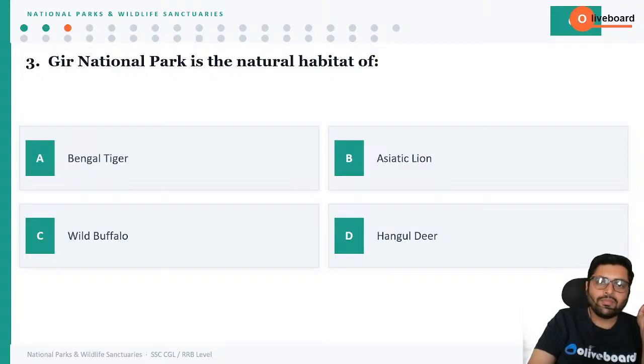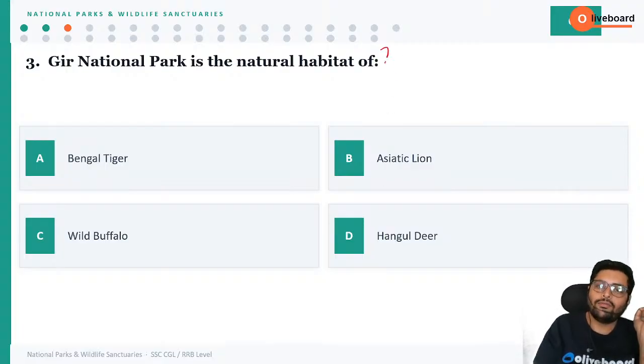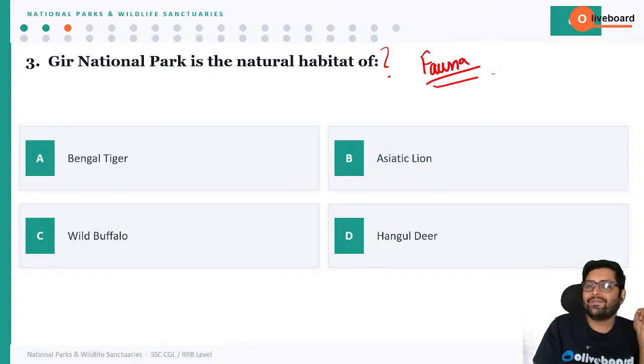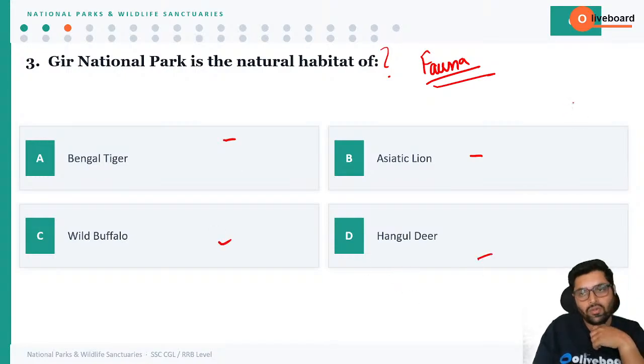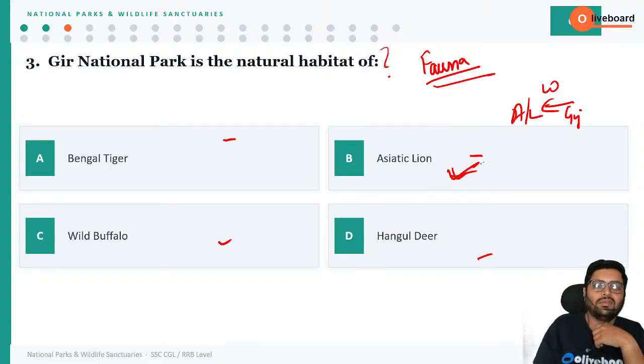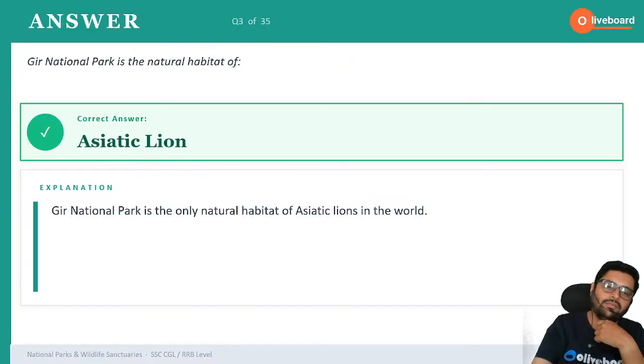Next, Gir National Park is the natural habitat of, see, fauna question. So Gir National Park is the habitat of what? Asiatic lion, Bengal tiger, wild buffalo, or Hangul deer. What do you think? I told you, in the western part of India near Gujarat, we find Asiatic lions. We find Asiatic lions. Gir National Park.